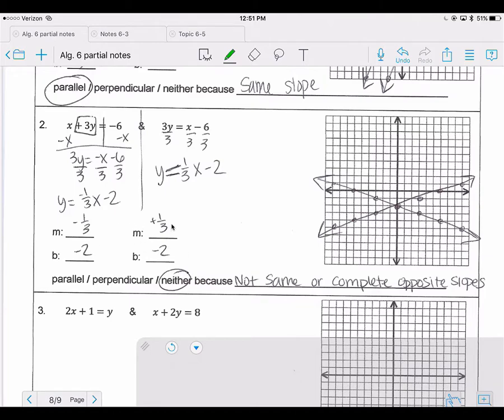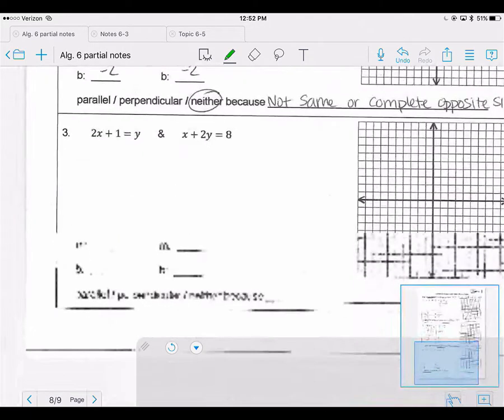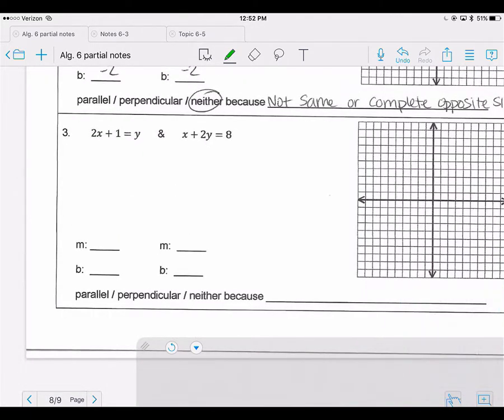Because these slopes are not exactly the same or complete opposites, these are neither. They cross, but they do not cross at 90-degree angles, so I can't say that they're perpendicular. So this just means that they cross, and because they cross, they're not going to be parallel.